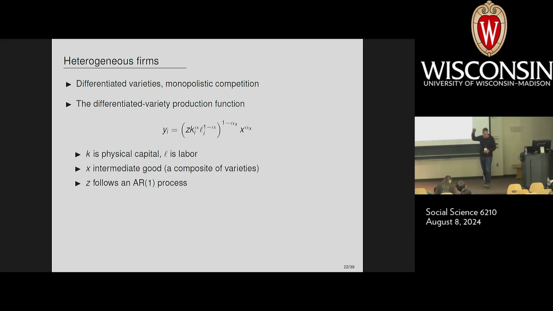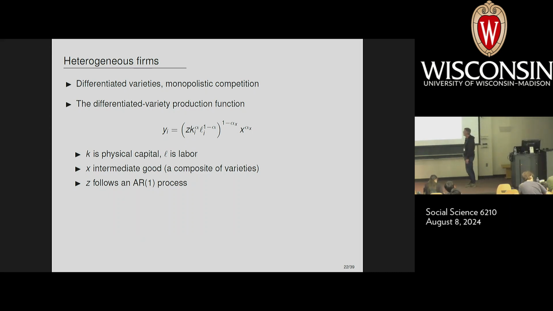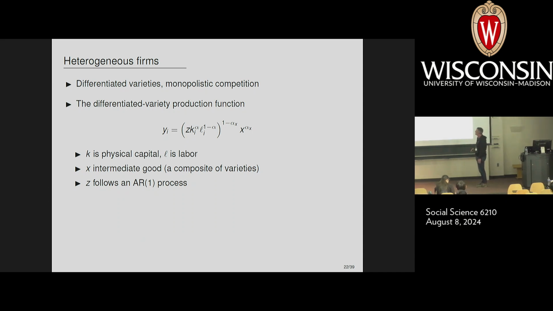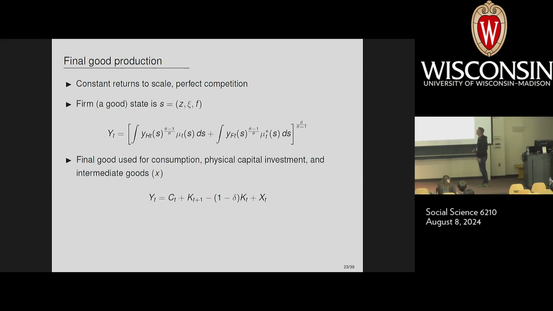So to get the model to line up with the data, we need to have a concept of gross output being different than value added. And so we have some intermediate goods, and that's okay. That's not going to cost us much. Those are the goods that go into using that. I'll let Z follow an AR1 process. So firms are bouncing around.